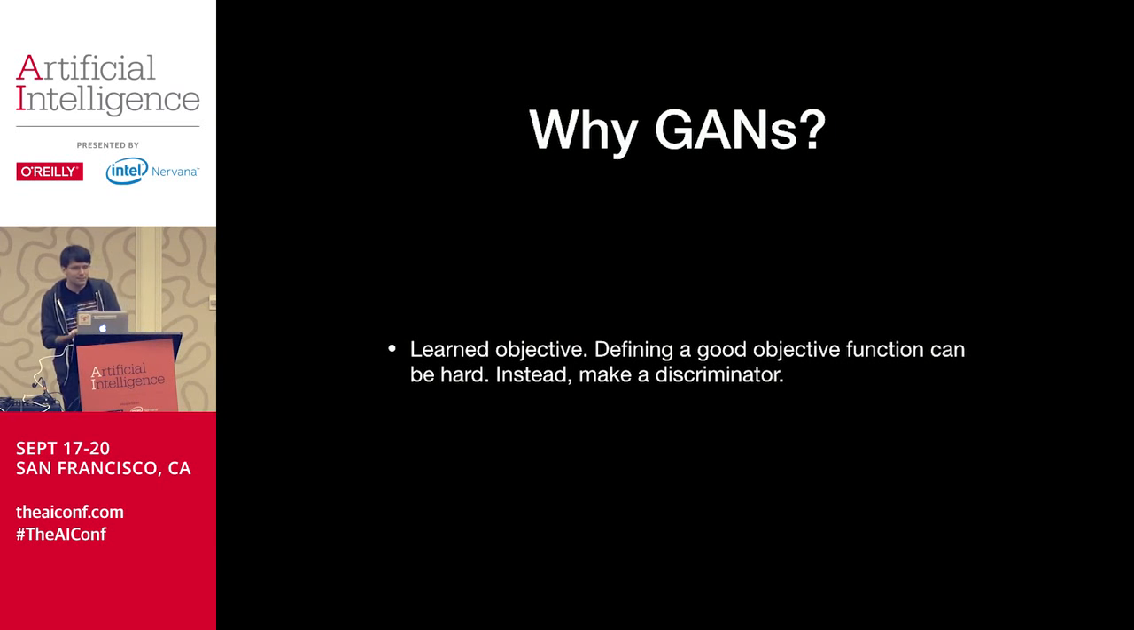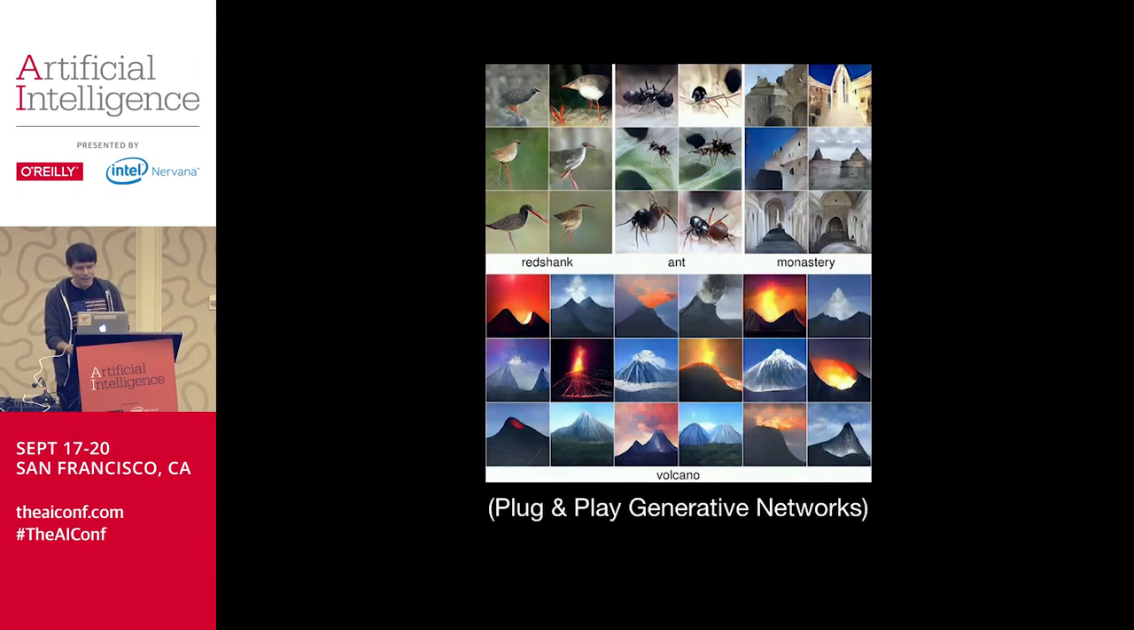Why GANs? This is something that I had trouble coming up with a way to explain in a quick amount of time. GANs are a way of learning an objective. If you wanted to make a generative model, you could make your own objective function that's like, this is what a good image looks like. But that can be very difficult. So with GANs, instead of trying to make your own function of what good looks like, you just learn that function using the discriminator. Hopefully that makes some sense. That's the best I could explain that one.